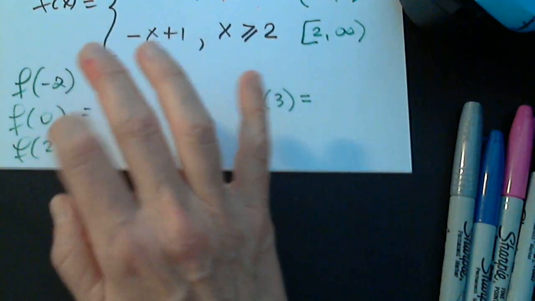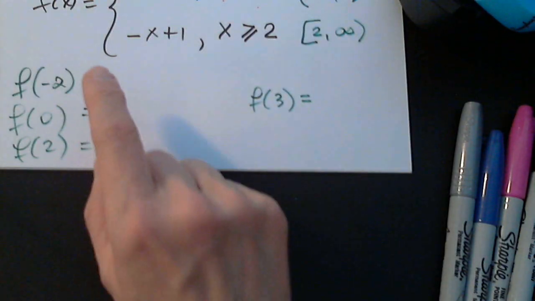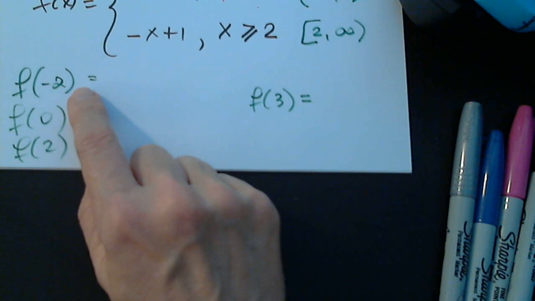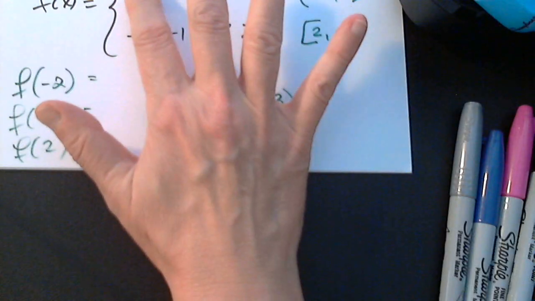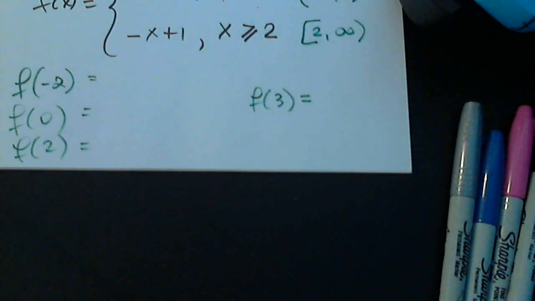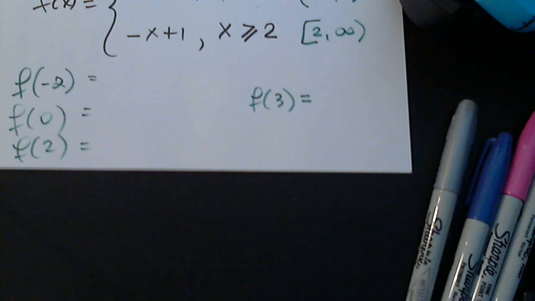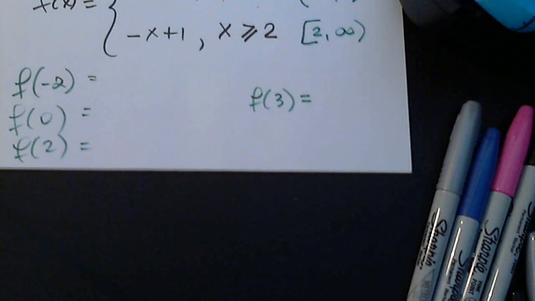Okay, so let's identify and find these values: f of negative 2, f of 0, f of 2, and f of 3. Can anyone suggest what to do with f of negative 2? Where do I plug it in? We have to make a decision, because I can only obtain one y value, not more than one. So is it in this piece or is it in this piece? And why? Can anyone help?